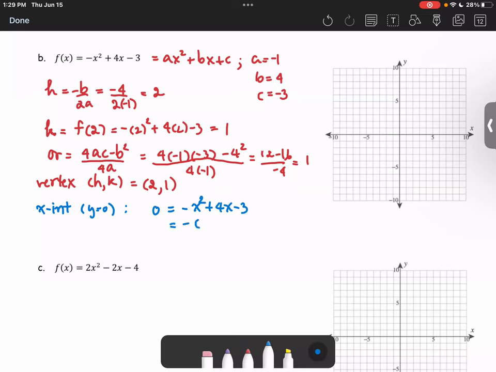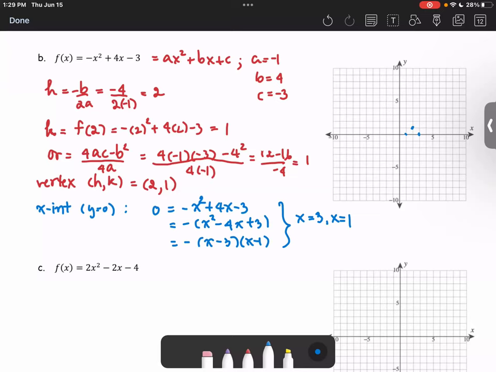Factor out a negative to get negative times x squared minus 4x plus 3. Factor completely to get x minus 3, x minus 1. Therefore, we get the two x-intercepts, x at 3 and x at positive 1. At 3 and at 1, the vertex 2, 1, and the parabola opens downward.